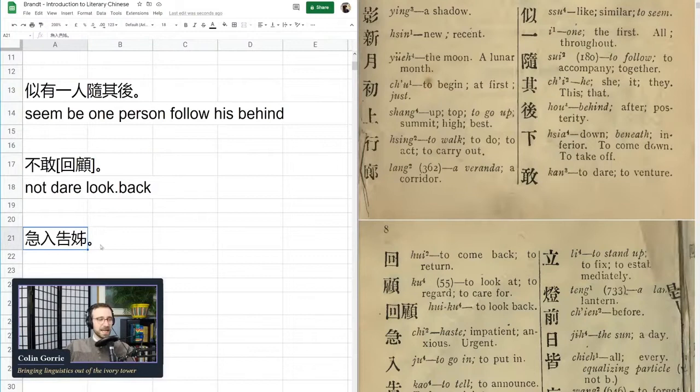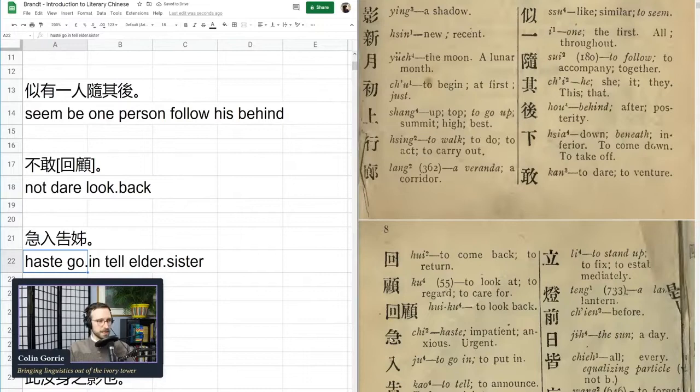Okay. What's next? Dun, dun, dun, dun, dun. Okay, so we have this haste. Getting haste, ru. He hastened to go in, maybe something like this. Gao, tell, and elder sister. Okay. So he hastened to go in to tell his elder sister, or he impatiently went in to tell his elder sister.